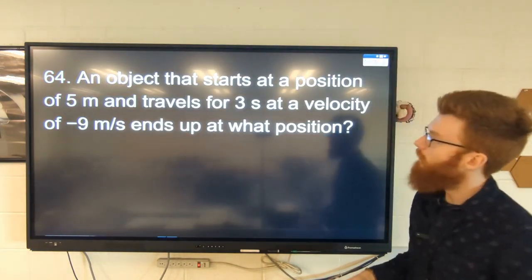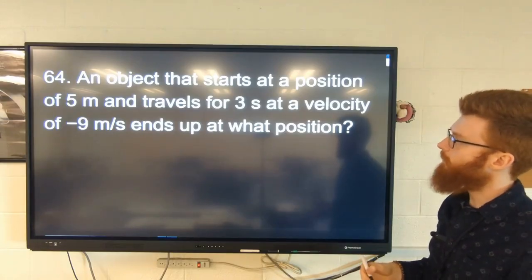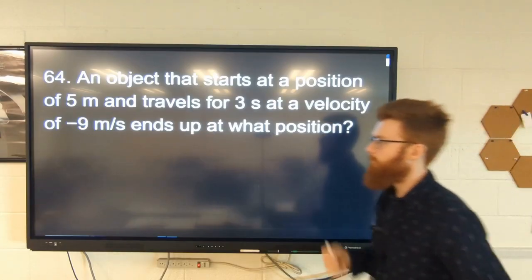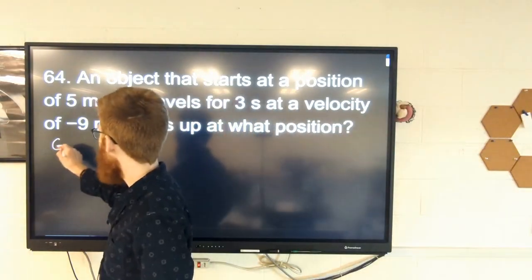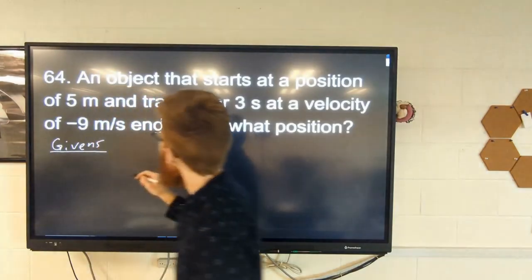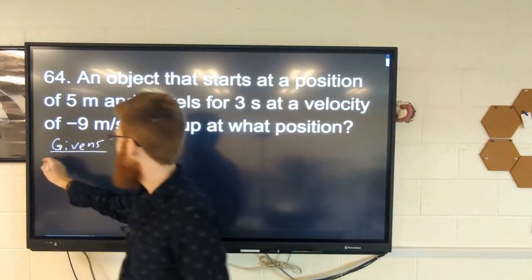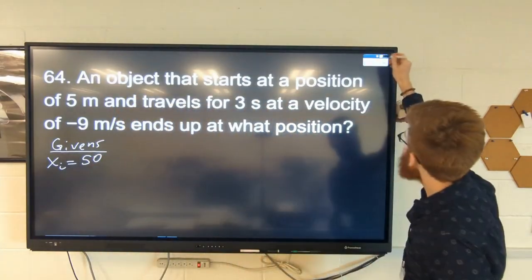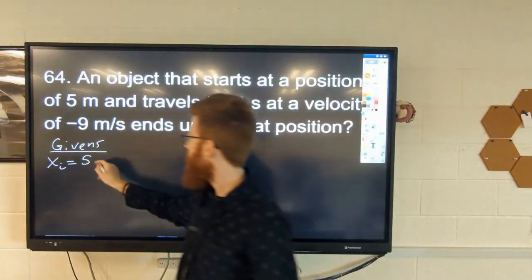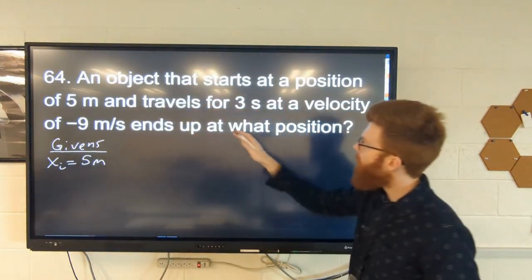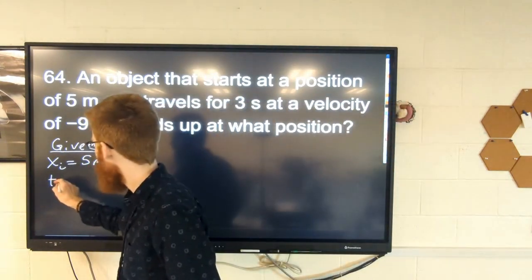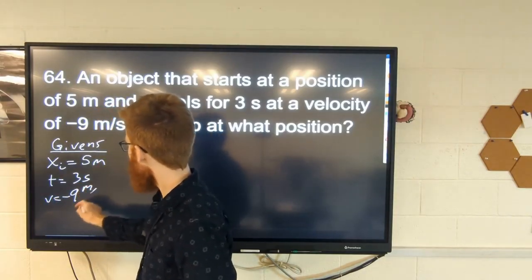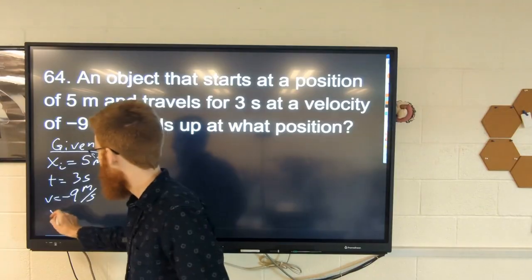64. An object that starts at a position of 5 meters, travels for 3 seconds at a velocity of -9, ends up at what position? So here, I'm going to list my givens, because I got a lot. So it starts at 5. So my initial position is 5. I don't know why I wrote 50. That's just a 5. I was trying to put an M for meters. It travels for 3 seconds. We got a time. It's got a velocity of -9. That negative's important. And we're looking for its final position.